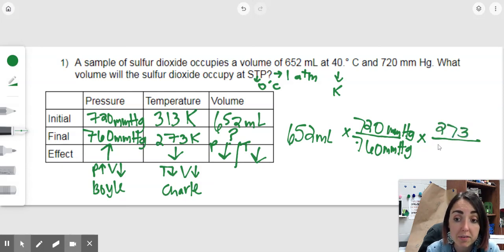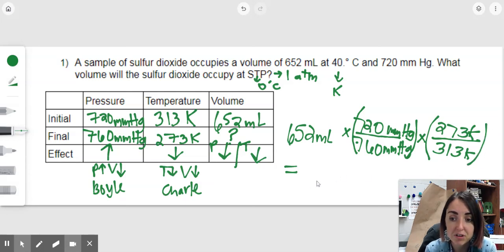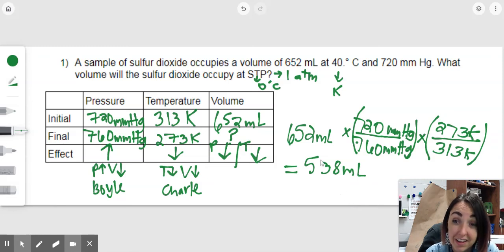Now, it could be opposite. In another problem you might come across, one goes up and one goes down. That's also okay. You just set up your math according to the arrows. All right, so I put that in my calculator. I make sure to put parentheses around my fractions so as not to confuse any order of operations. And I get 538 milliliters.